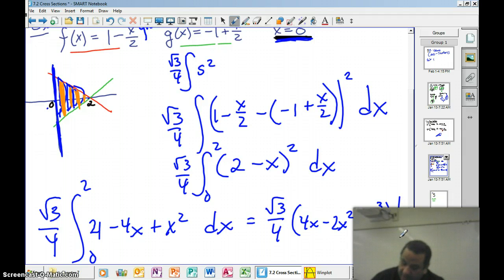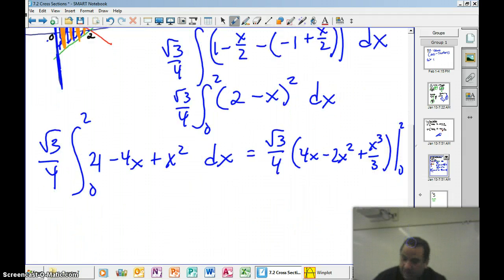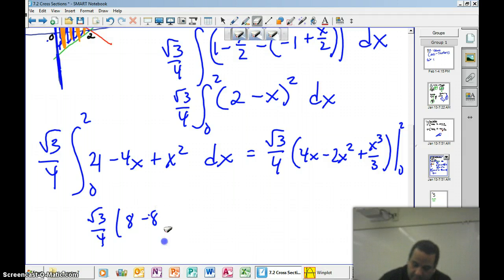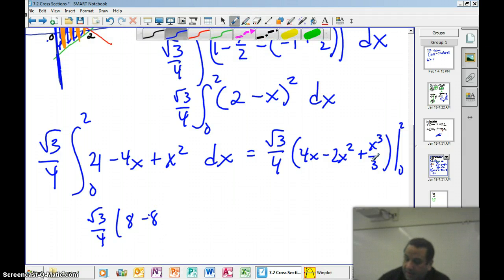Now I'm going to evaluate this at, guess what? 0 to 2. So now when I plug in 2, I get the square root of 3 over 4, then I get 8 minus something. Maybe it's minus 8. Fantastic. Oh, I can't close the parenthesis yet. Sorry. And then I get plus 8/3. Now when I plug in 0, yes, it's all 0.